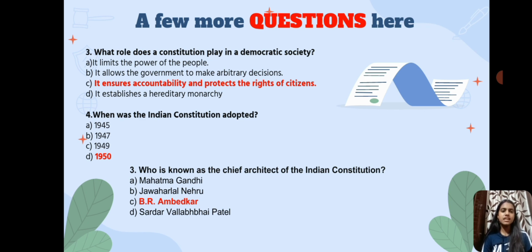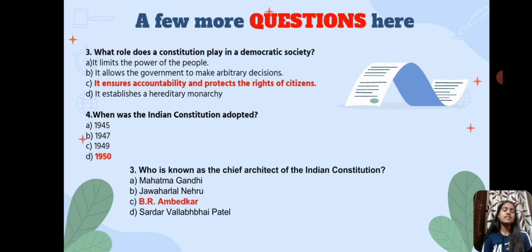When was the Indian Constitution adopted? A. 1945, B. 1947, C. 1949, D. 1950. Though we got independence in 1947, it took us 3 years to get our constitution into force. Hence, our constitution was adopted on 26 January 1950. That is what we now celebrate proudly as Republic Day.